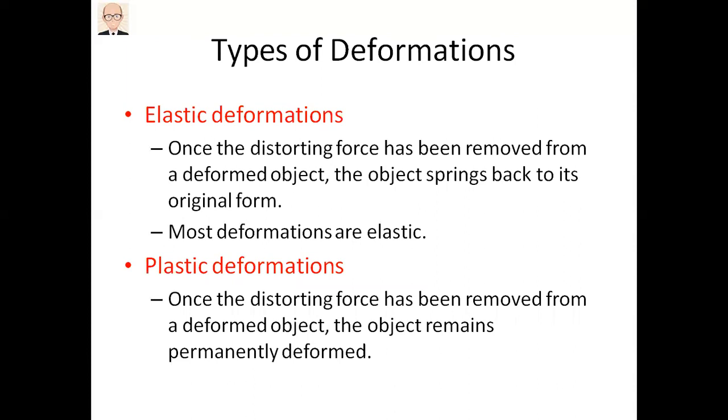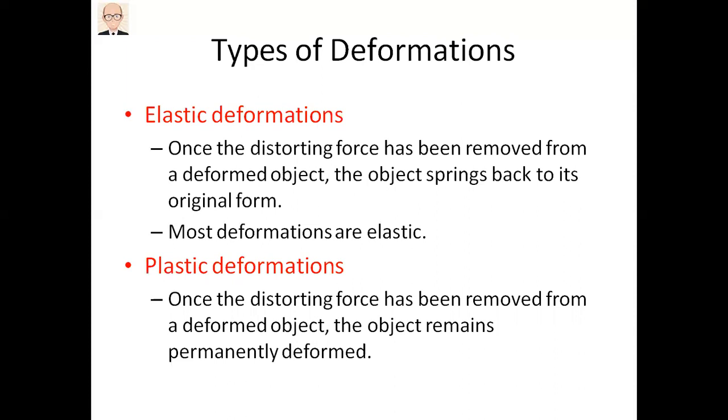And we have two types of deformation. The first one is elastic deformation. Elastic deformation means once the distorting force has been removed from a deformed object, the object springs back to its original form. Most deformations are elastic. So when we remove the force from the material, and if the material goes back to its original position, we call that elastic deformation.